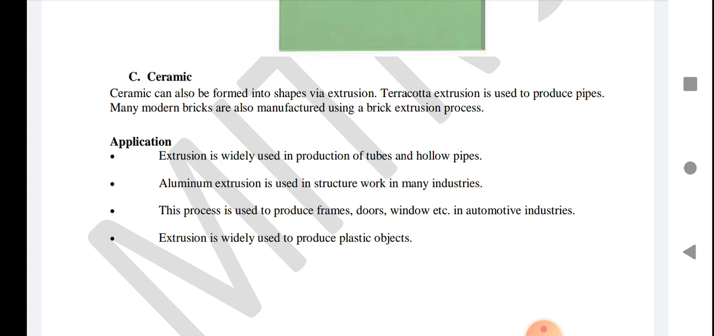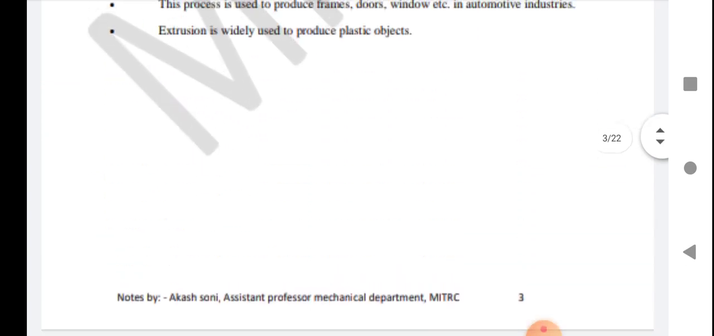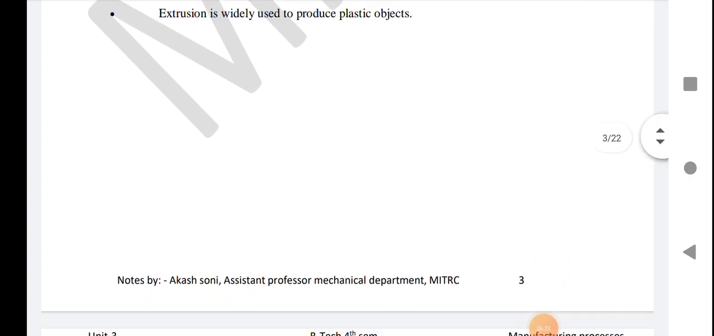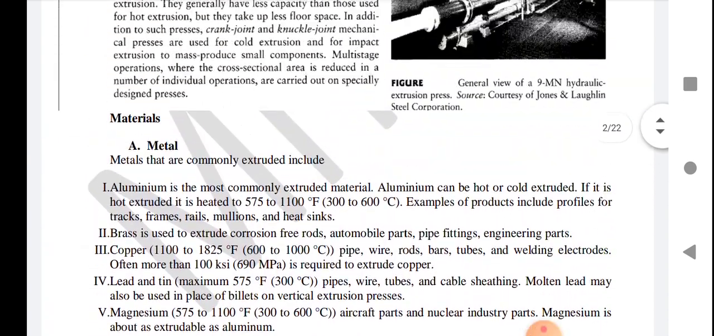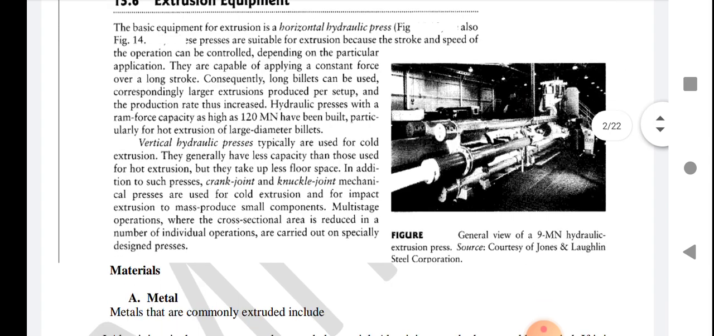Extrusion is widely used in production of tubes and hollow pipes. Aluminum extrusion is used in structural work in many industries. This process is used to produce frames, doors, windows, etc. in automotive industries. Extrusion is widely used to produce plastic objects. That is extrusion process, this is the introduction of extrusion process.